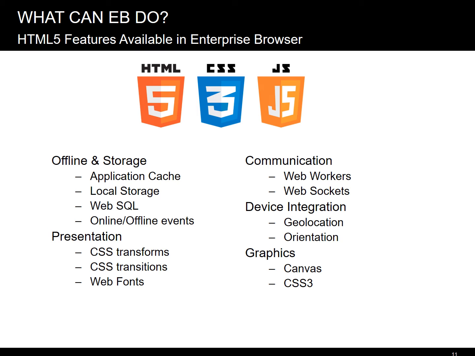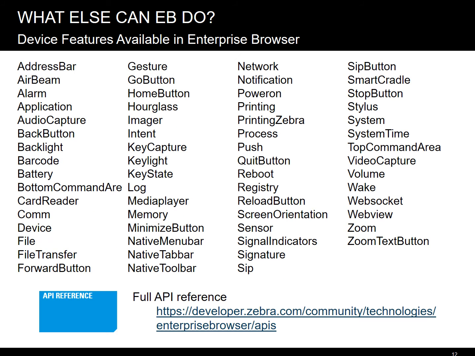Enterprise Browser is based on the WebKit platform and includes full access to HTML5 modern web features. Here's a brief list of some of them. In addition, Enterprise Browser opens access to many device features, including barcode scanning, signature and image capture, gestures, network connectivity, and more. These features can be controlled through a cross-platform JavaScript API. However, not all of them are available on all platforms.